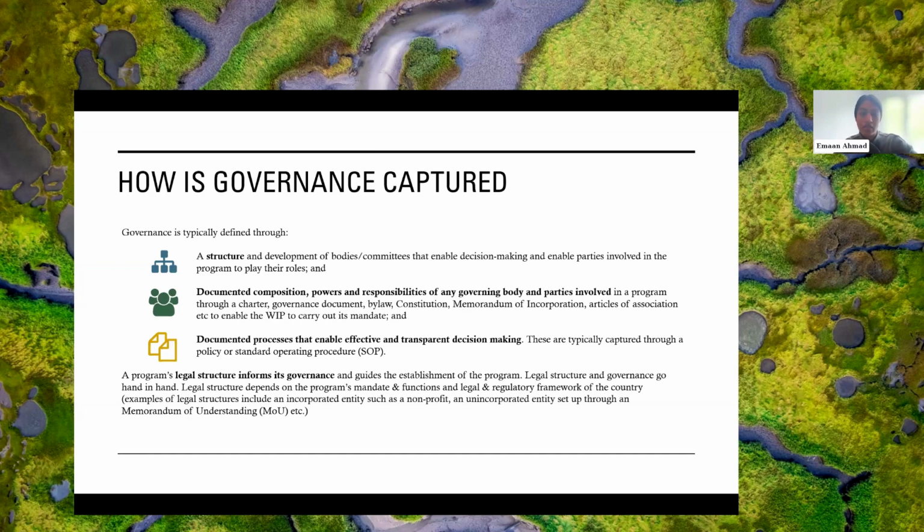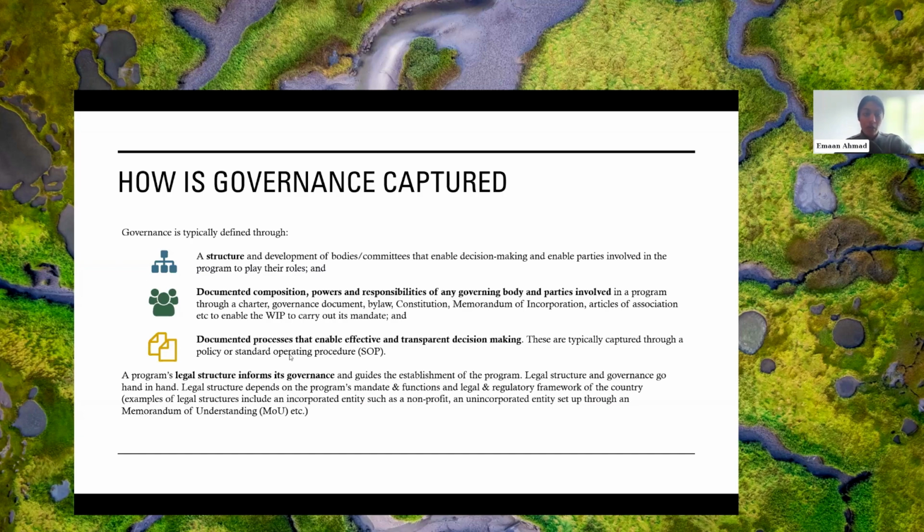The second is through documented composition, powers, and responsibilities of the parties involved in delivering the program's mandate, and this includes any governing bodies or approval committees. These responsibilities are typically formalized in a charter or a policy, and a governing body's responsibilities can also be formalized in a bylaw and articles of association. So the form in which these things are formalized can be different and can be tailored to each program and each program's needs and the legal structure of each program.